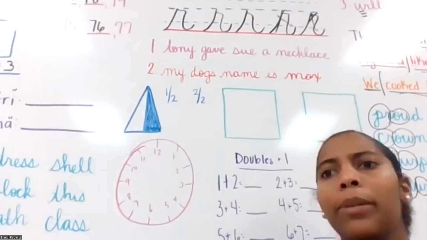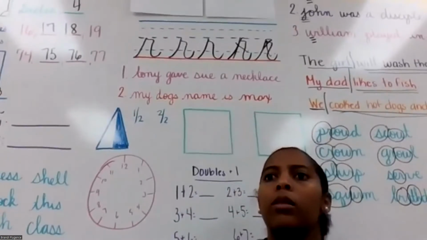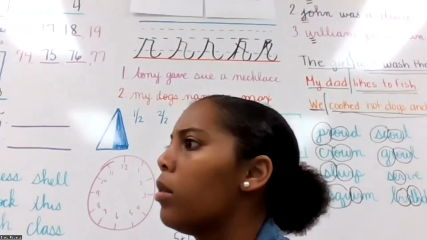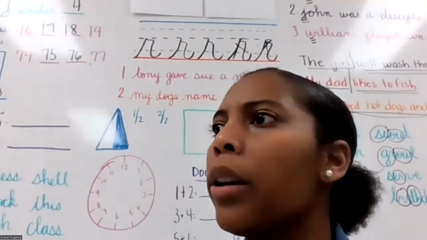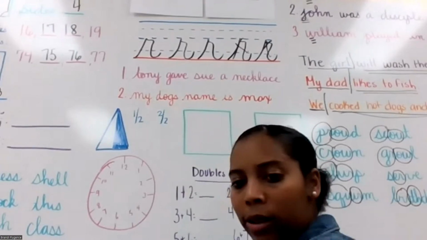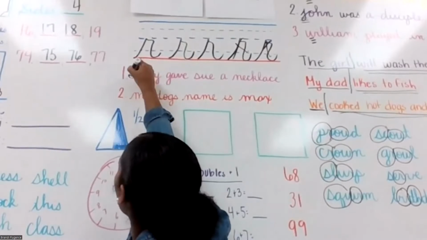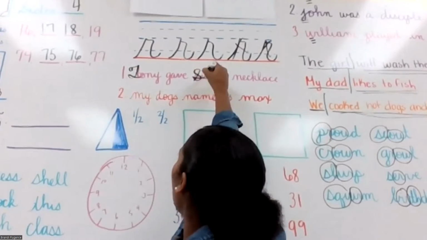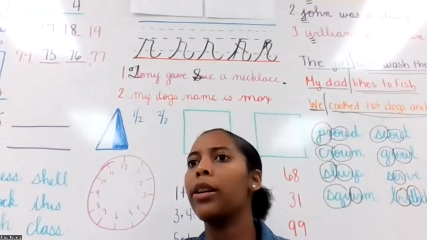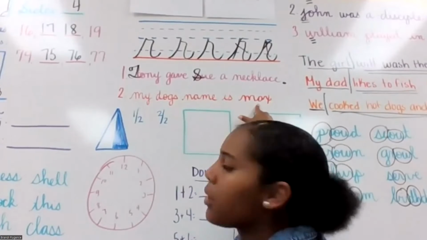All right. Okay, let me see your first sentence. Okay. All right, looks good. Okay, good, Asa. So when I write this sentence, what should I start with? A capital letter T. And I should have capitalized Sue because that's a girl's name. And I'm finished with my period. Okay, looking good.